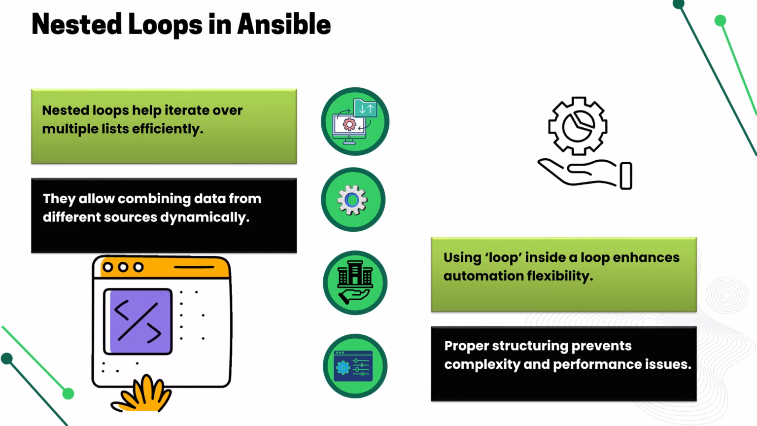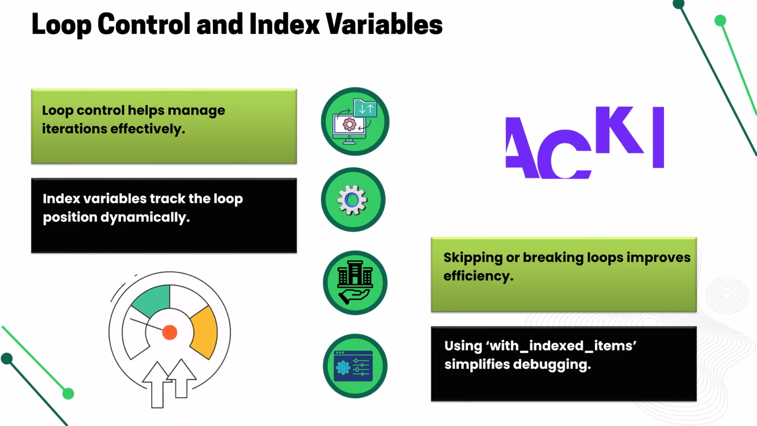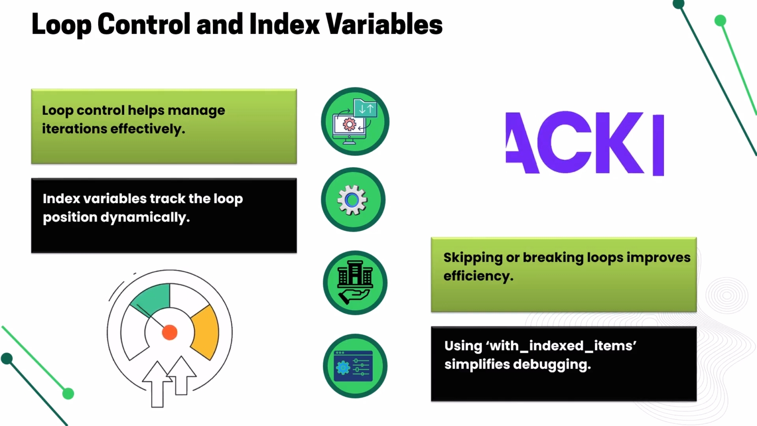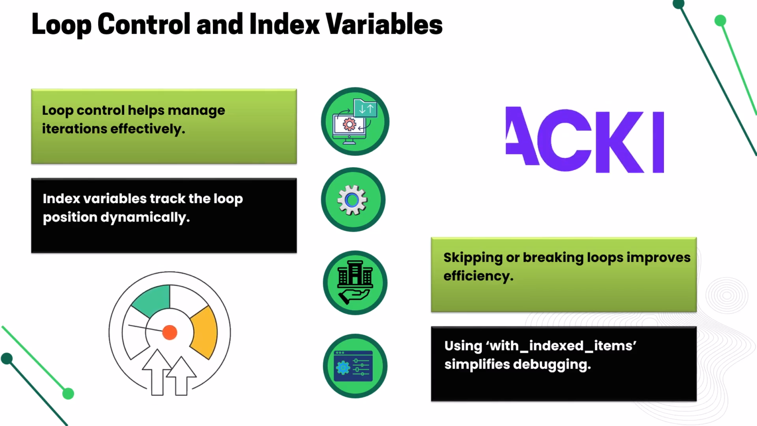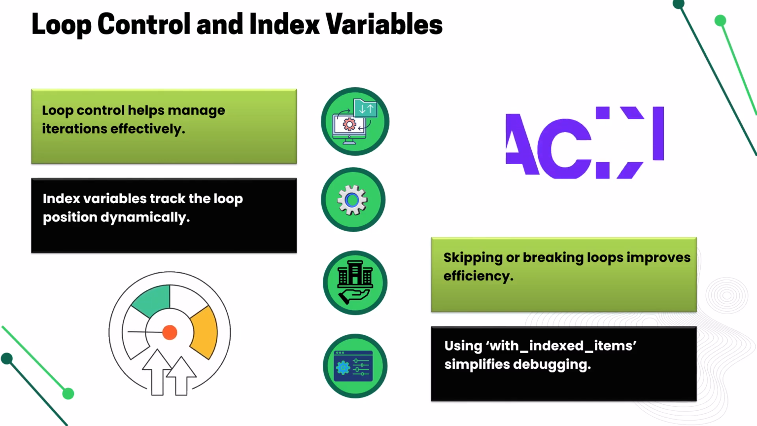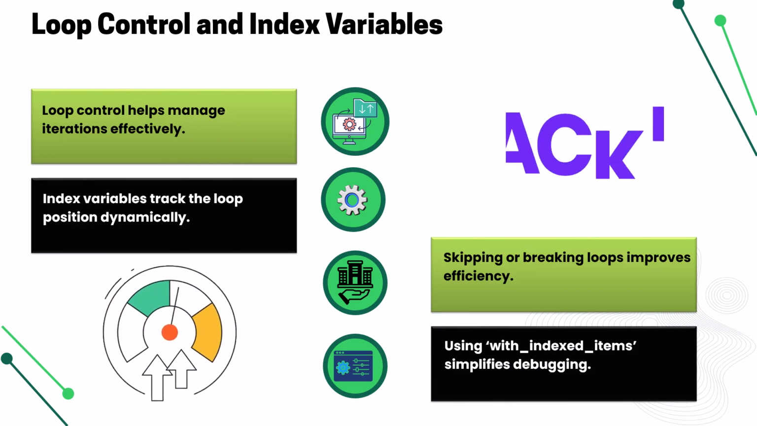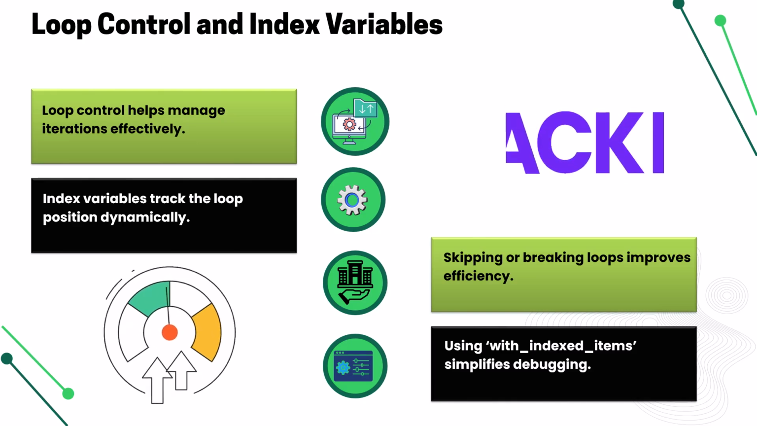Let's break it down. Loops are great until they start running out of control, repeating forever like an unskippable YouTube ad. That's where loop control comes in. Index variables help track where you are so you don't get lost in an endless cycle. Need to skip something or break the loop? No problem, Ansible's got your back. And if debugging feels like finding a needle in a haystack, with indexed items makes life easier.